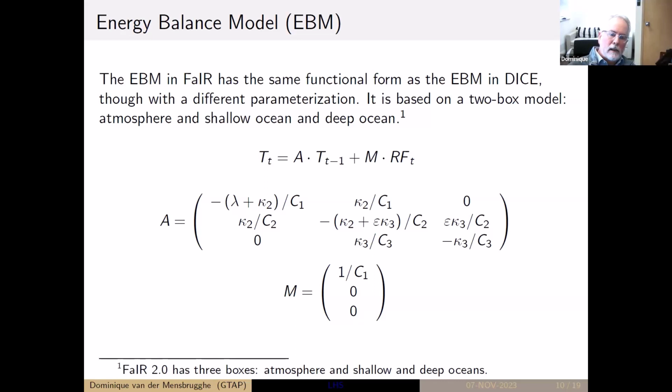In the most elaborate formulation of the EBM, there are 3 boxes: the atmosphere, and then the shallow and the deep oceans. In the original DICE model, it was only 2 boxes: atmosphere and shallow ocean, and the deep ocean. With the new FAIR model, they've split the atmosphere and shallow ocean boxes into 2 separate boxes.